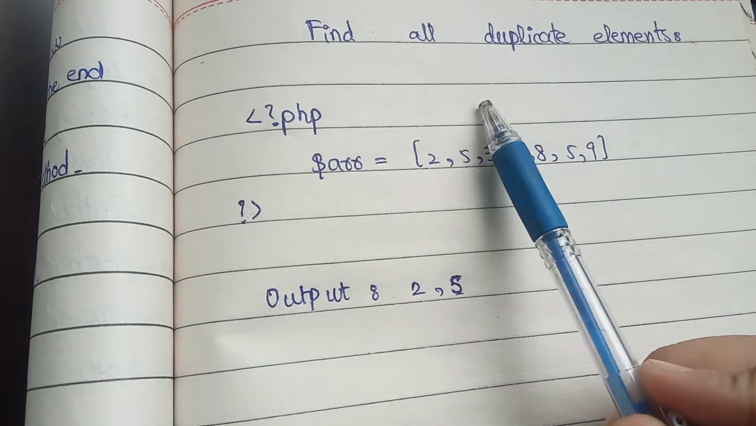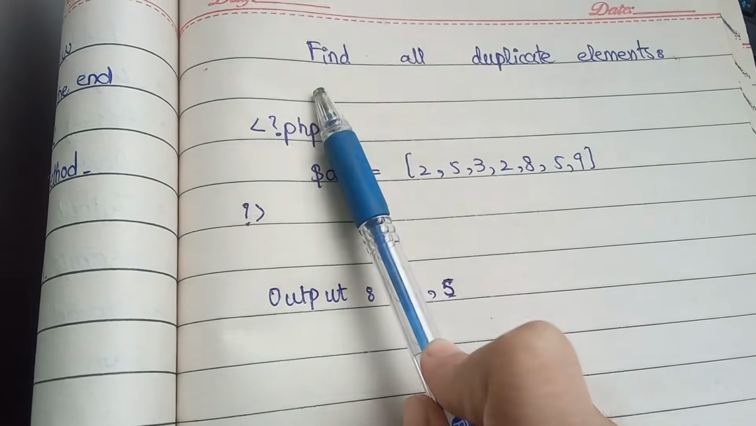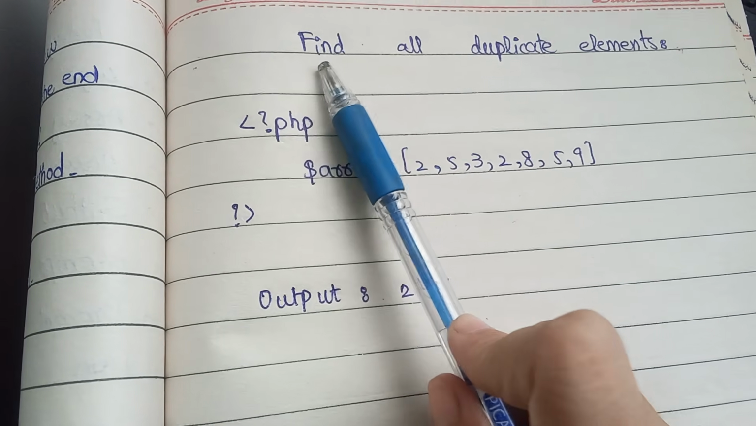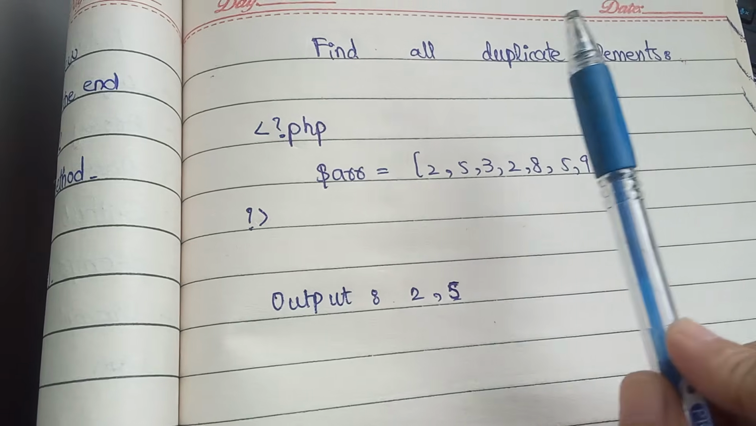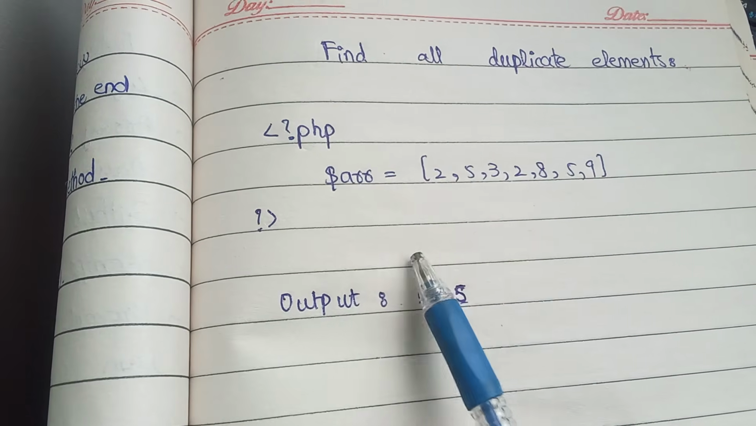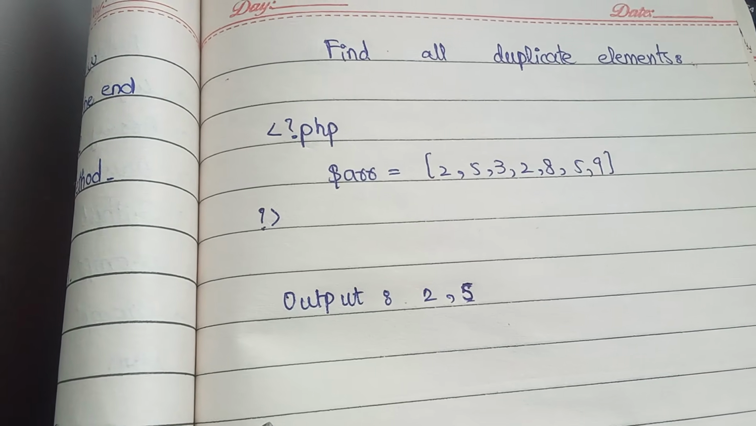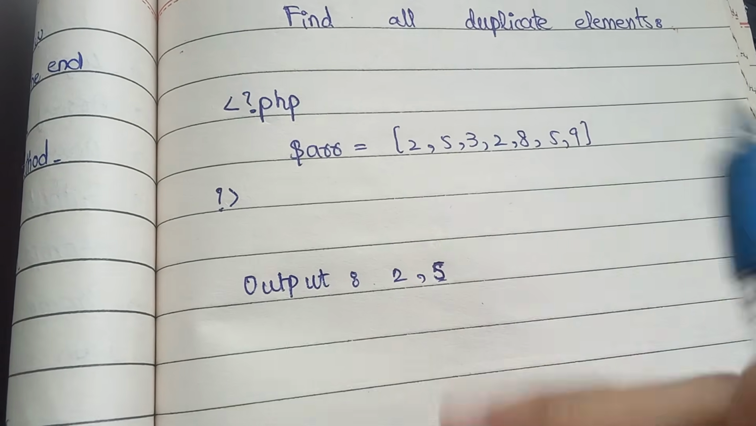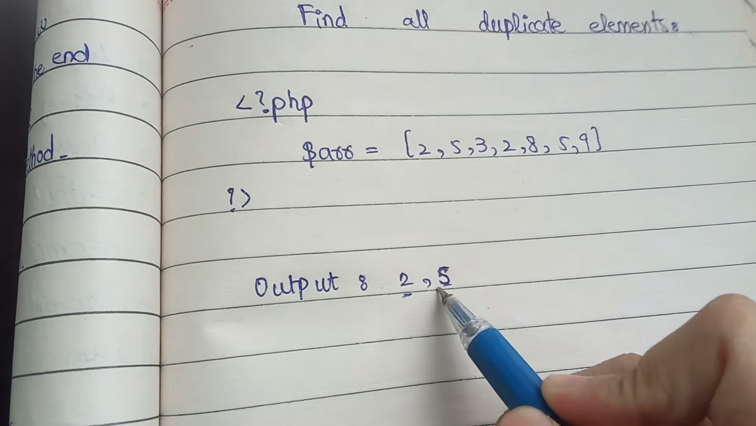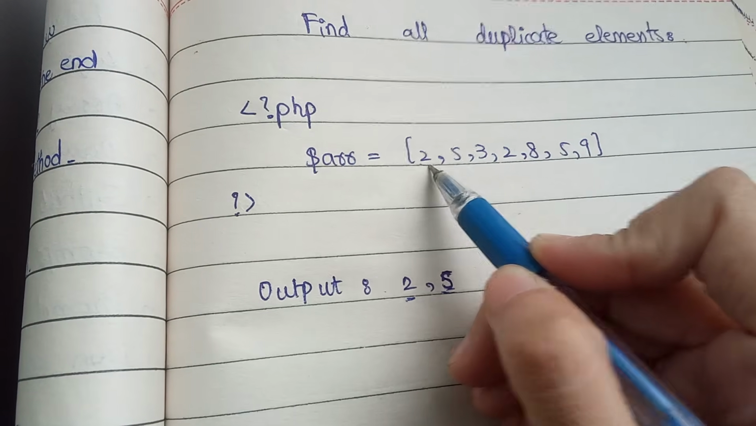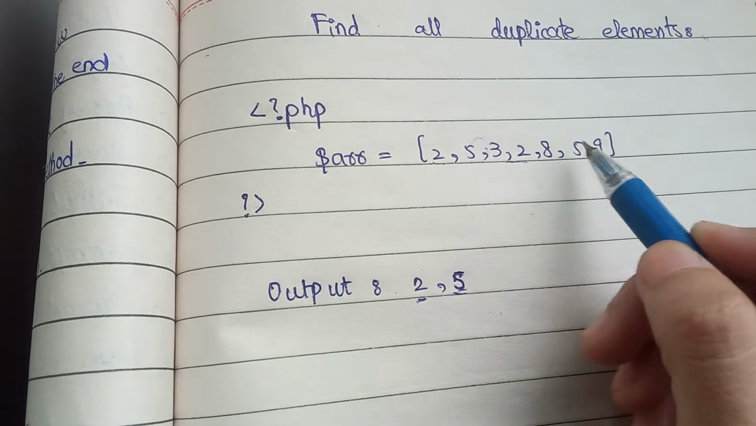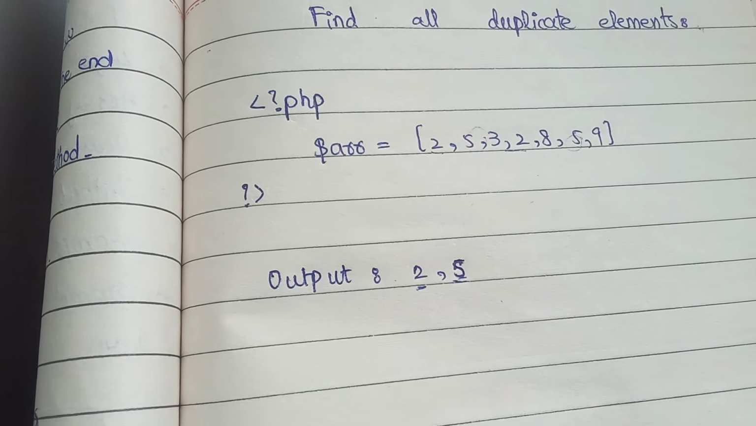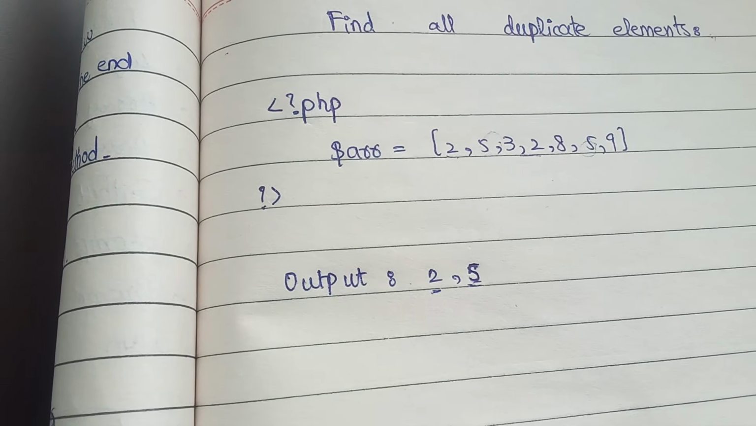So first of all, let's state the problem statement. The problem is to find all duplicate elements in the following array. After finding the duplicate elements, our output will be 2 and 5, because 2 is duplicated and 5 is also duplicated. I will explain the solution step by step.